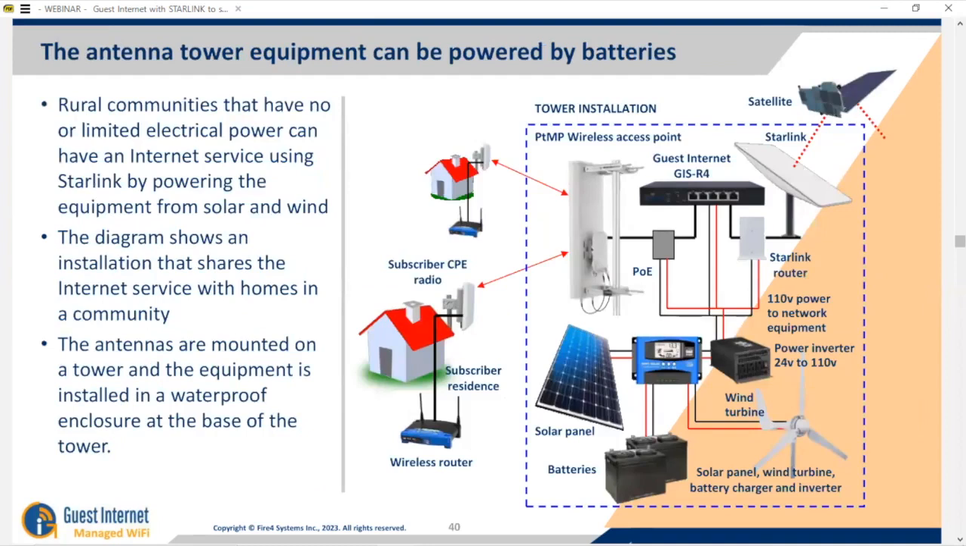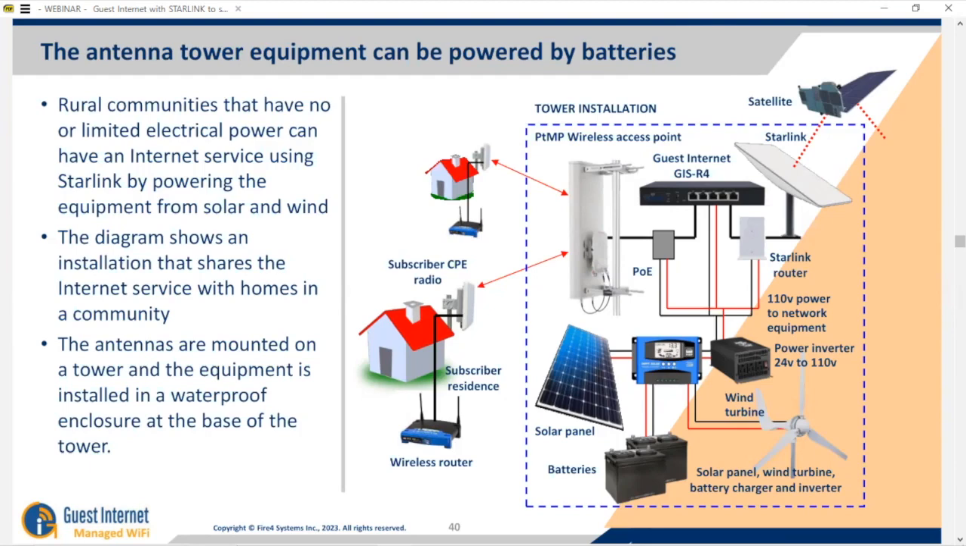A tower location would have a number of components in addition to the wireless components. Obviously, we've got the Starlink antenna, the Starlink router, the guest internet GISR4, and the wireless access point. Now, the guest internet products and the wireless access point don't consume a lot of power, maybe less than 10 watts each. The Starlink antenna does consume more power, usually in excess of 100 watts. And so the power system has to be built in order to provide the power that the Starlink antenna needs.